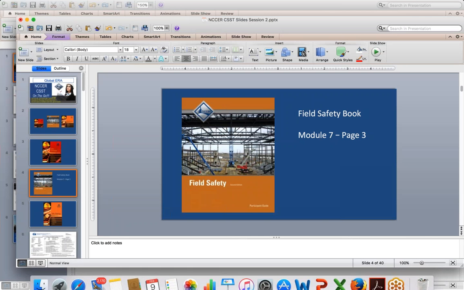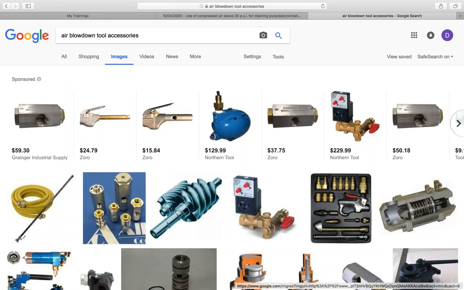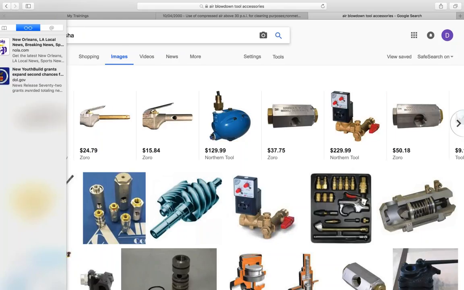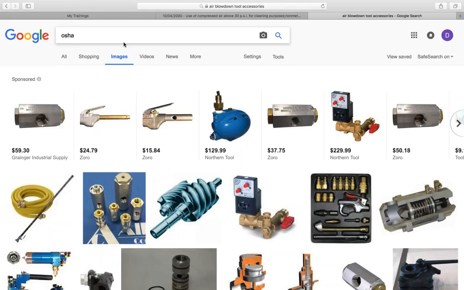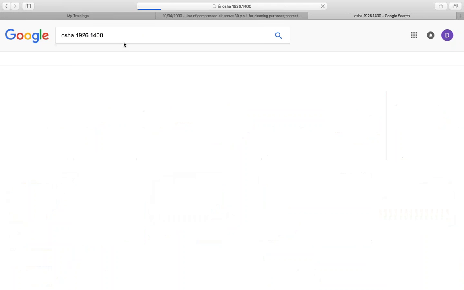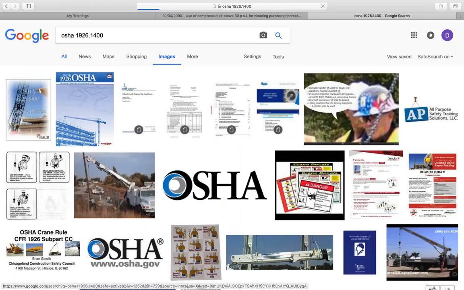All right, so let me show you something really quickly, folks. I'm going to show you where to find this. It's OSHA 1926.1400, which is the crane standards. That's the new crane standards that came out about three years ago.